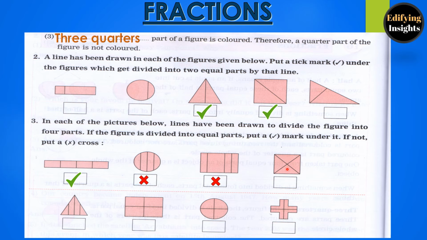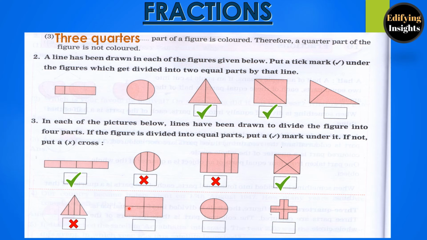Now here we have a square. All the 4 parts are equal in size, so we tick. There is a triangle. See children, here all the 4 parts are not equal. They are all of different size, so we cross it.